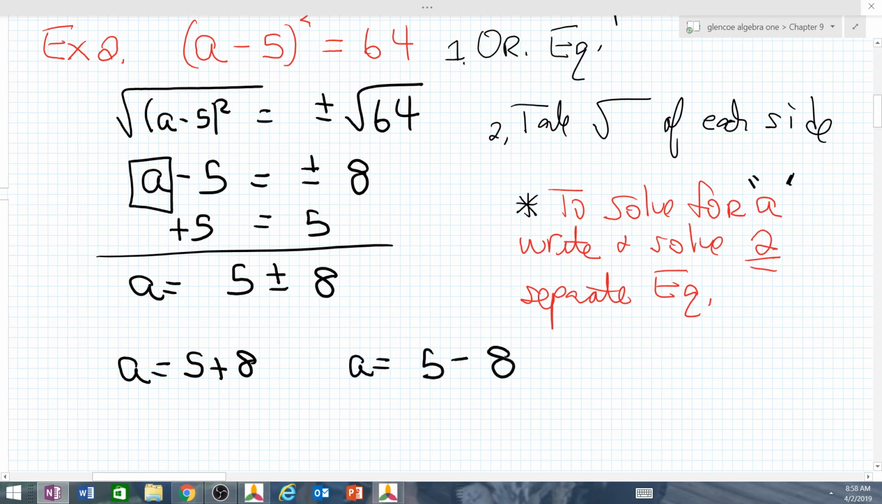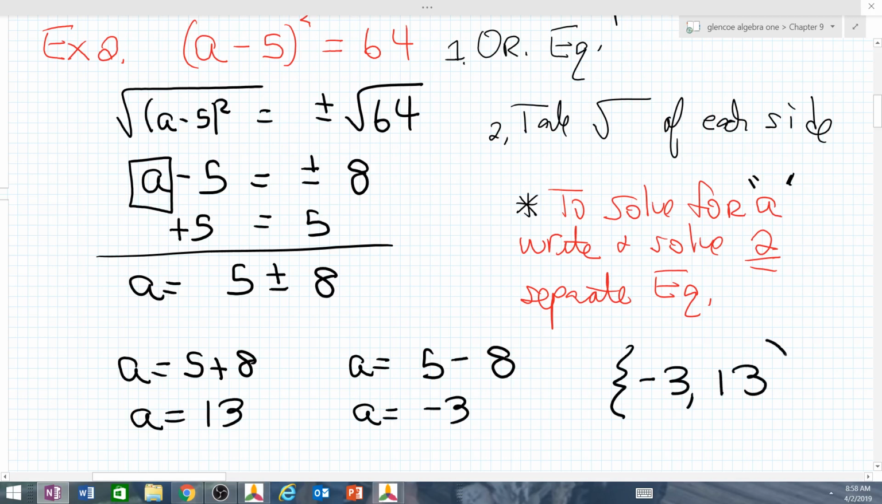So I have 2 answers here. One is what? 5 plus 8 is, and 5 minus 8 is. And these are 2 answers. These are your x-intercepts or your roots, and they would go into set builder notation. Question?